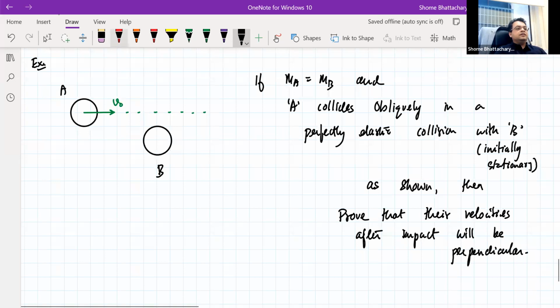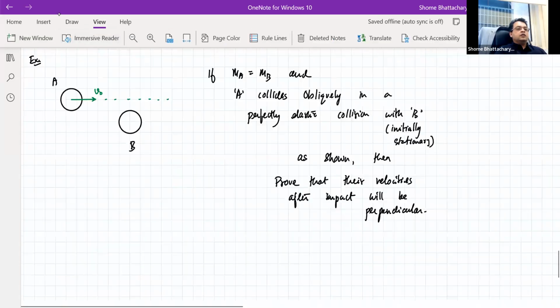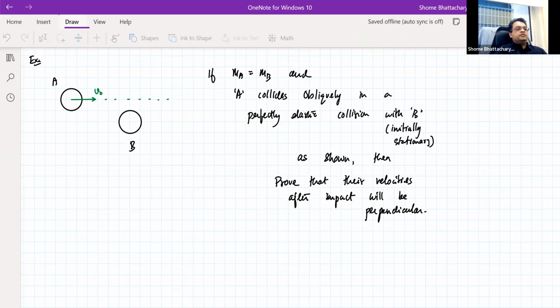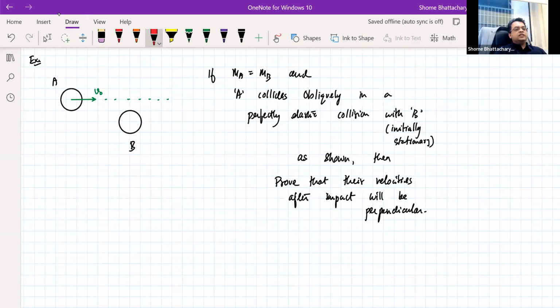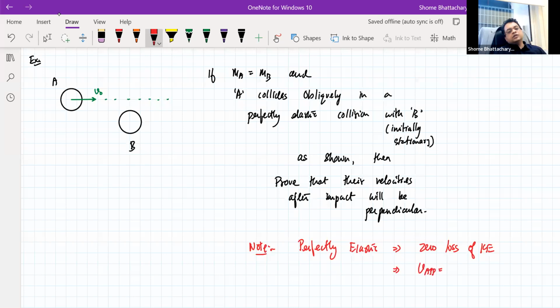Okay. So there are very interesting ways of proving this. And in fact, you can prove it by both interpretations of perfectly elastic. One way of interpreting perfectly elastic is that there is zero loss of kinetic energy. Another way of interpreting it is that approach velocity is equal to separation velocity, or coefficient of restitution is unity.